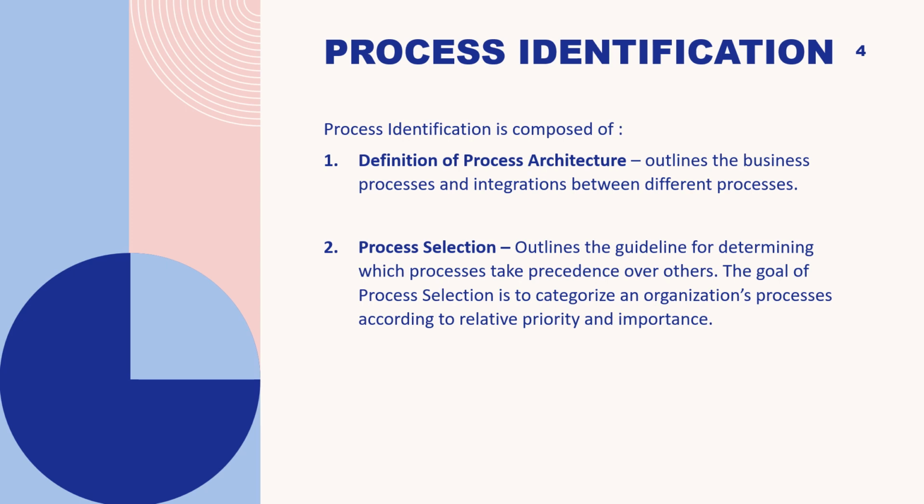As we went through earlier, process identification is composed of the definition of process architecture, which outlines the business processes and integration between different business processes, as well as process selection, which outlines the guideline for determining which processes take precedence over others. The goal of process selection is to categorize an organization's processes according to relative priority as well as importance. Some processes should be prioritized over others due to their strategic importance.